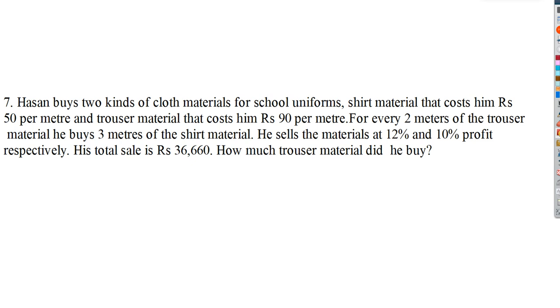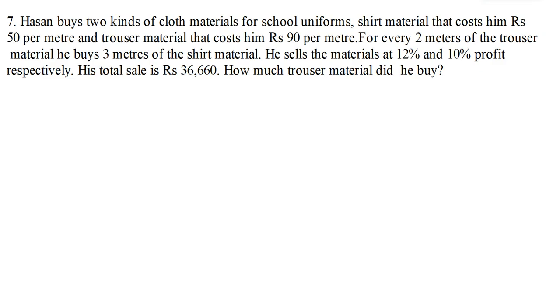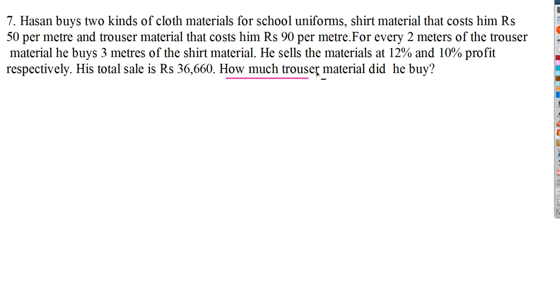Here, what do you want to find out? How much trouser material did he buy? That means the quantity of the trouser material you want to find out. For that, the condition is given that for every 2 meters of trouser material, he buys 3 meters of the shirt material. That means the materials are in the ratio 2:3. That means for every 2 meters, 3 meters of the other material. So we can say it is 2:3.